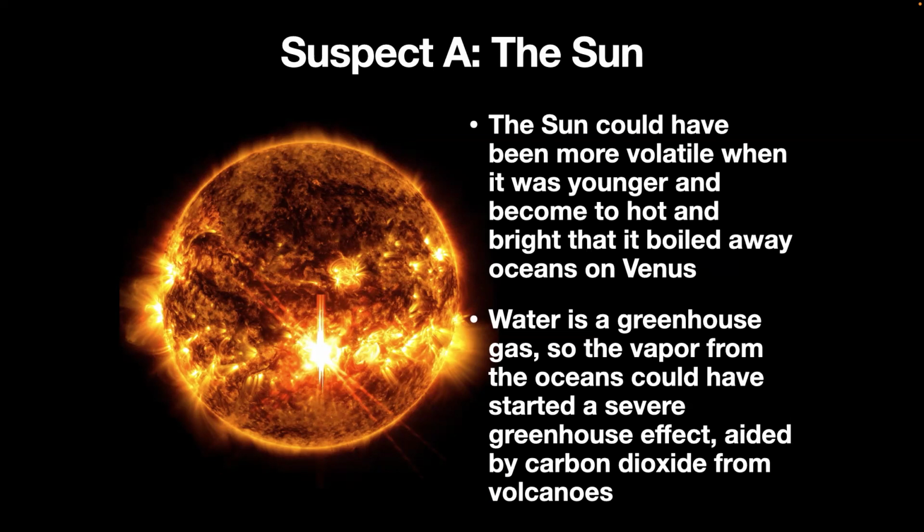So water vapor is also a greenhouse gas. It's not the primary cause of our greenhouse gas problems on Earth, but if you have a lot of water vapor in the atmosphere, it will trap heat. Now, imagine an ocean's worth of water vapor in the atmosphere. It's possible that this water vapor may have kicked off a runaway greenhouse effect, and CO2 from volcanoes just finished it off.